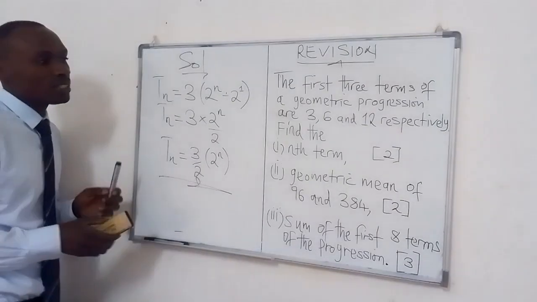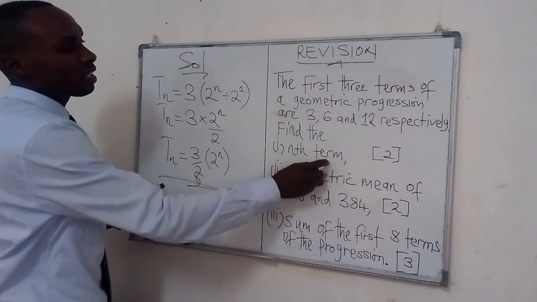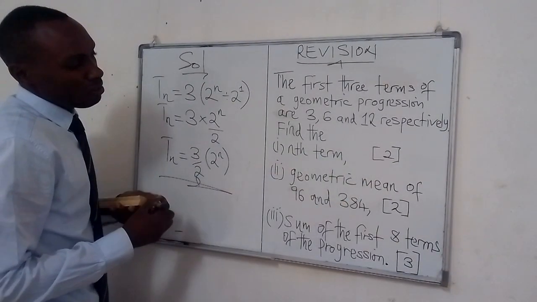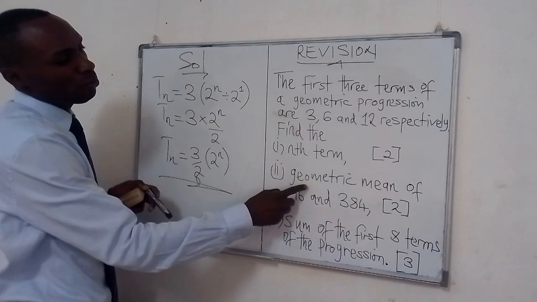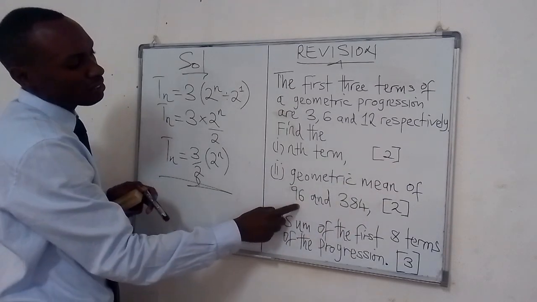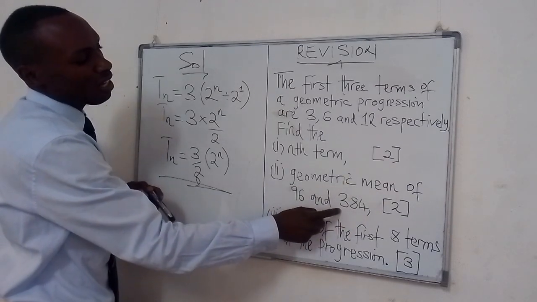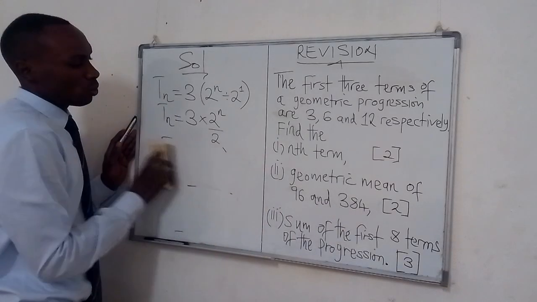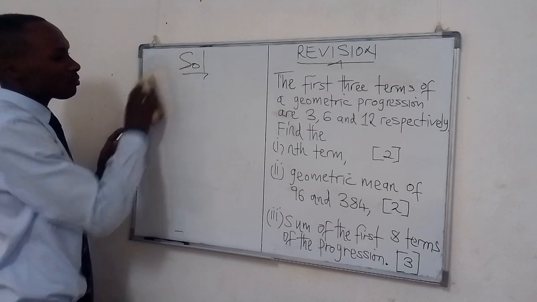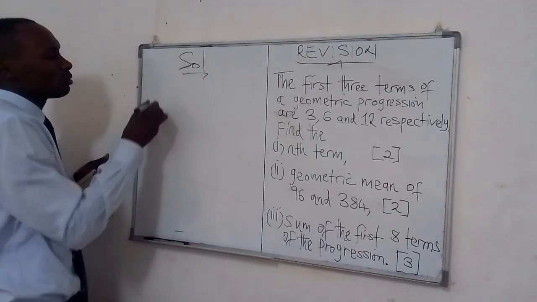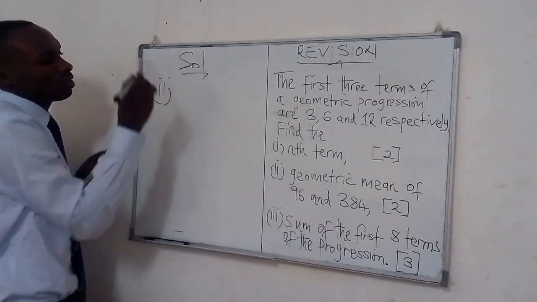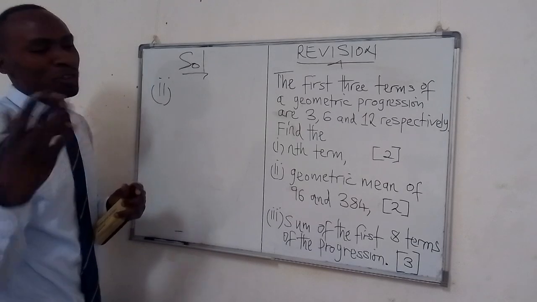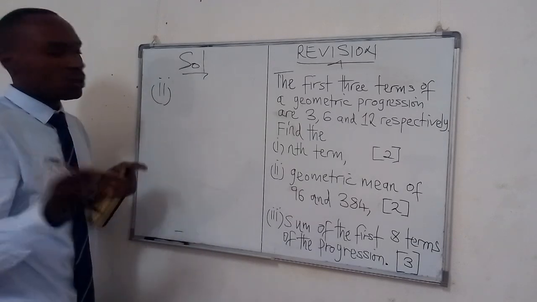So this here gives us 2 marks, nth term. Then going to the second part, geometric mean of 96 and 384. 2 marks for that part also. So we're going to have the following for Roman numeral 2, to calculate the geometric mean, what we have is this concept.